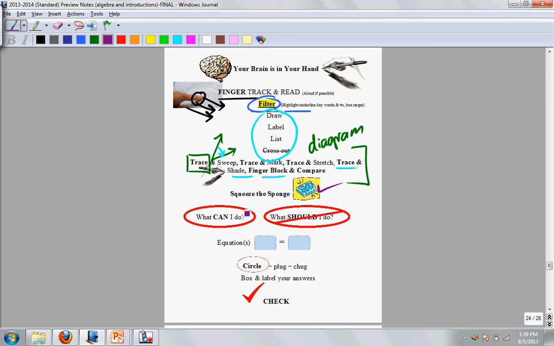You ask yourself, what can you do? You find everything that you can find. You don't ask the question, what should you do? When you use equations, I want you to write equations with two sides and an equal sign. I'll explain that in just a moment. And when you use equations, you're going to do what I call circle, plug, chug. And you box and label your answers.